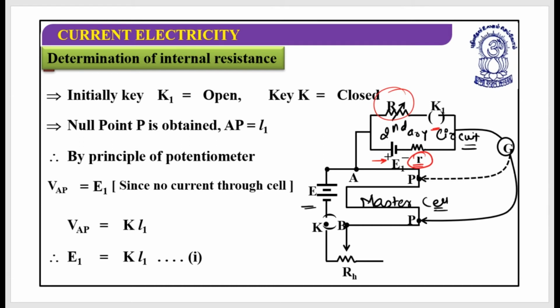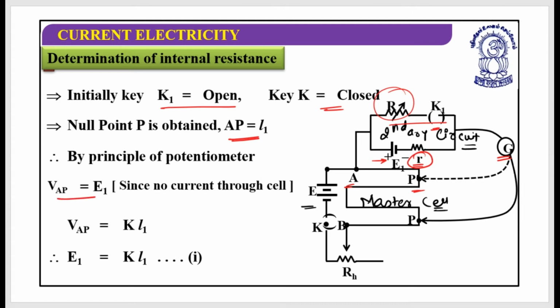Initially what we are supposed to do is open this circuit. K1 would be open and K is closed. So the situation is that this has been opened and there would be no current through the secondary circuit, and I am using the jockey. Then I am going to find out by trial and error where the null point can be obtained. So I am getting the null point at point P. What I can write is that the null point AP is equal to L1, and according to the principle of potentiometer I can have it like this.